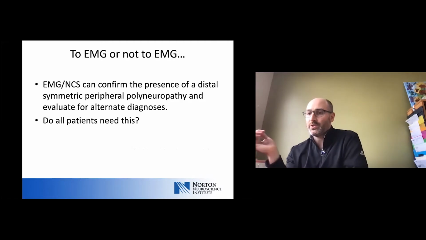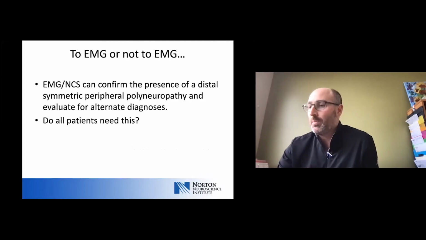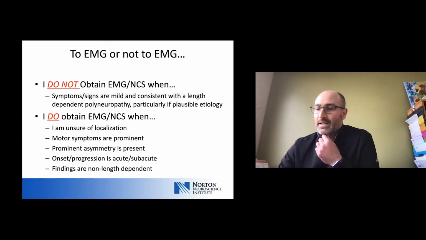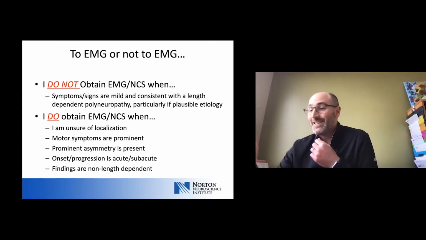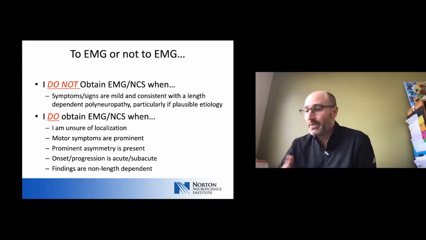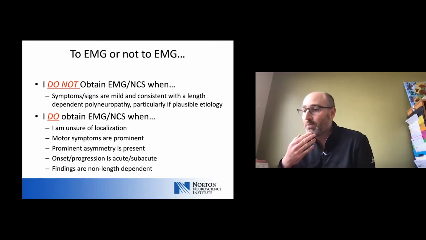So one question that tends to pop up quite a bit is whether all patients for whom you're considering a polyneuropathy are going to require an EMG with nerve conduction studies. The answer is that not everyone requires an EMG. The question really is how do you decide? I tend not to obtain an EMG when the signs and the symptoms are mild, the exam is consistent with a distal symmetric polyneuropathy, especially when I have a probable etiology, because the chances that the results are going to change my impression or management are admittedly pretty small.